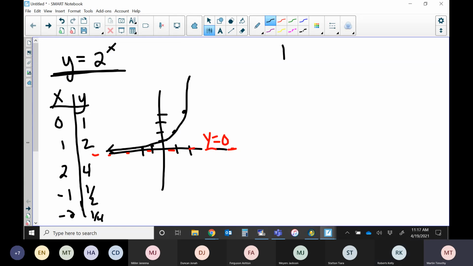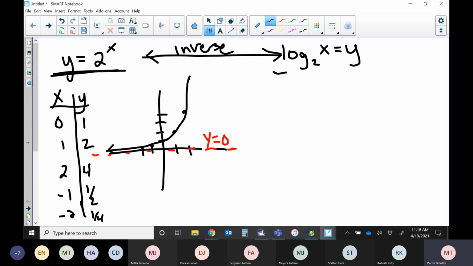So look at this. What if I had log base 2 of x equals y? Why is this actually the inverse? Well, right here you're not going to be able to see it as easily because it's in what form? Jonah, what form is that in? Log form. It is in log form.